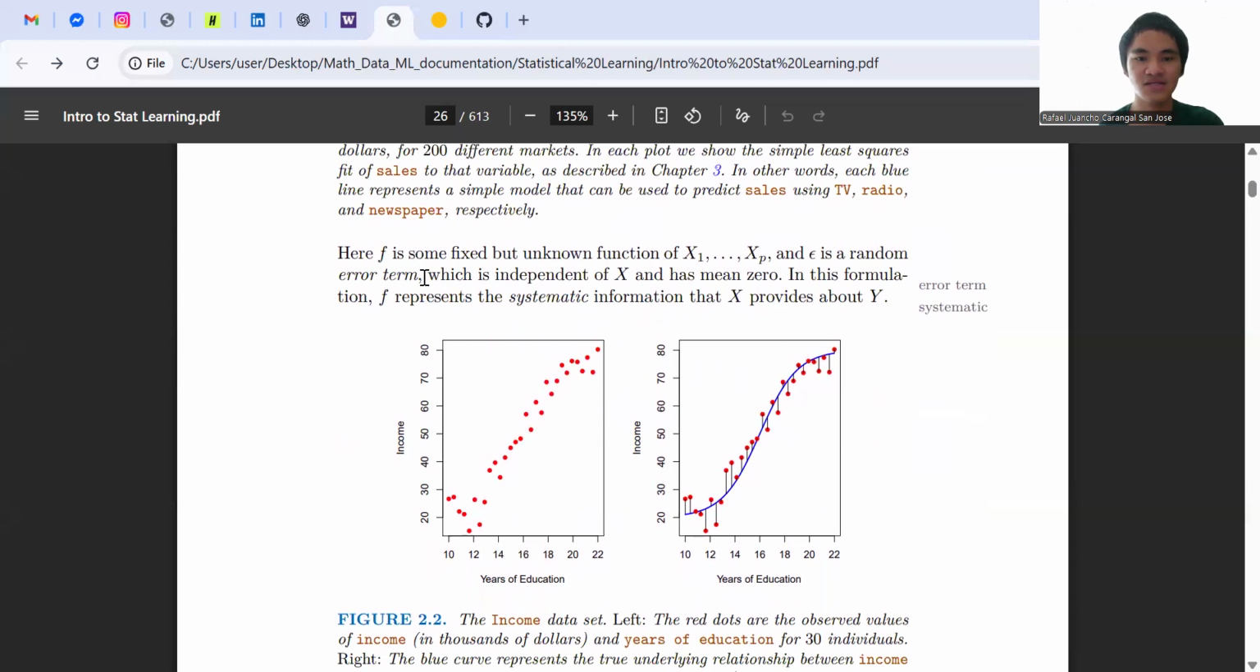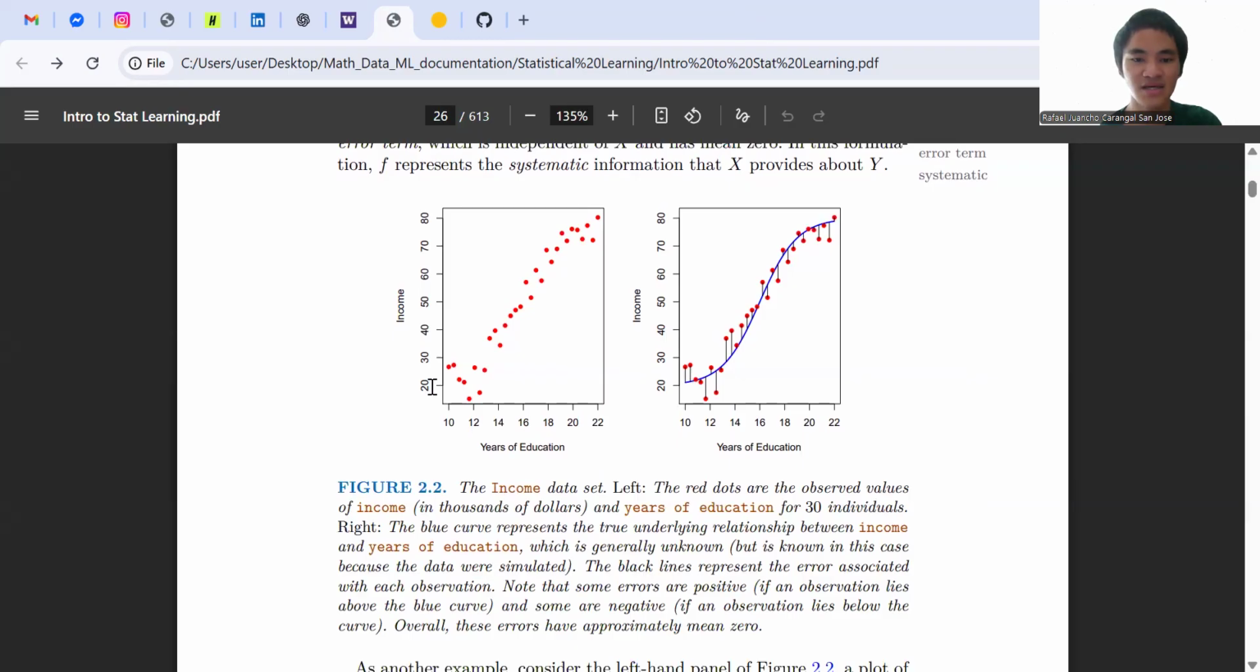Here, f is some fixed but unknown function of x1 to xp. And epsilon is a random error term, which is independent of x and has mean 0. In this formulation, f represents the systematic information that x provides about y. So that's that idea, right?